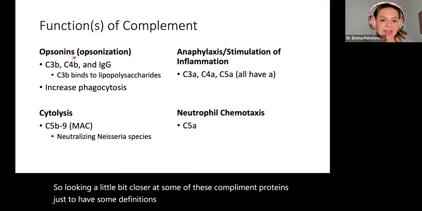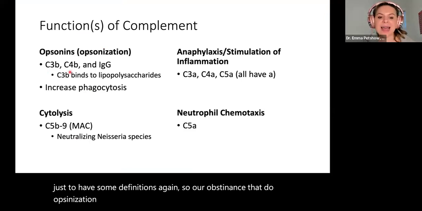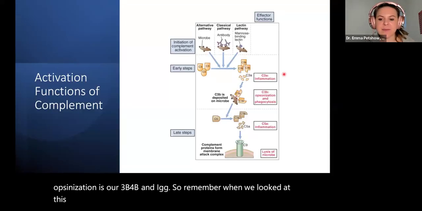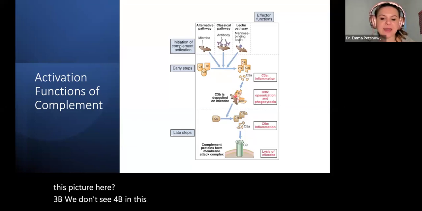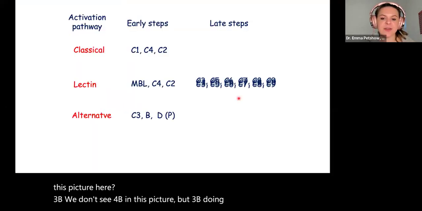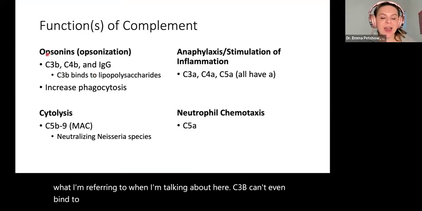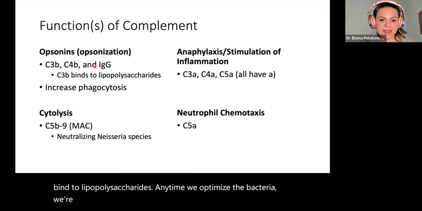So our opsonins that do opsonization are C3b, C4b, and IgG. And remember, when we looked at this picture here, we don't see C4b in this picture, but C3b doing opsonization is what I'm referring to when I'm talking about opsonins here. C3b can even bind to lipopolysaccharides. Anytime we opsonize a bacteria, we're increasing our body's ability to phagocytose it.